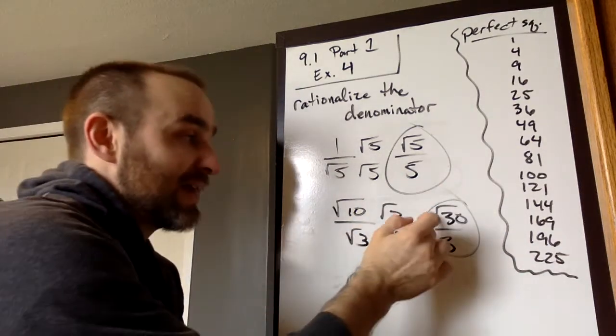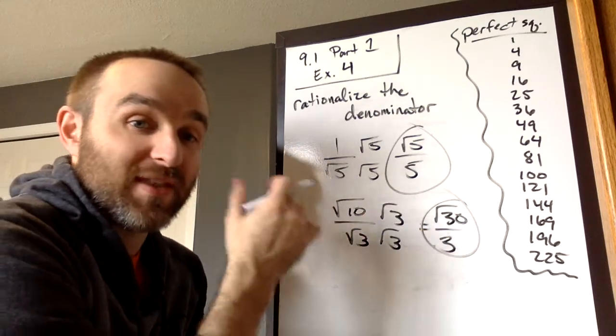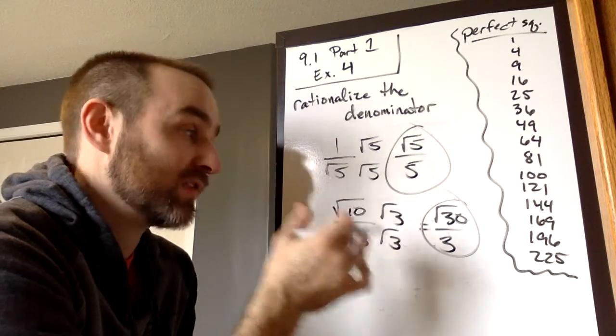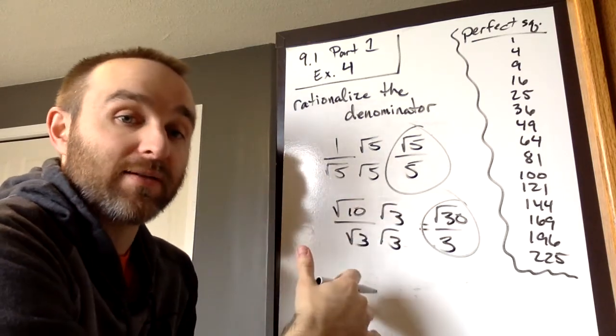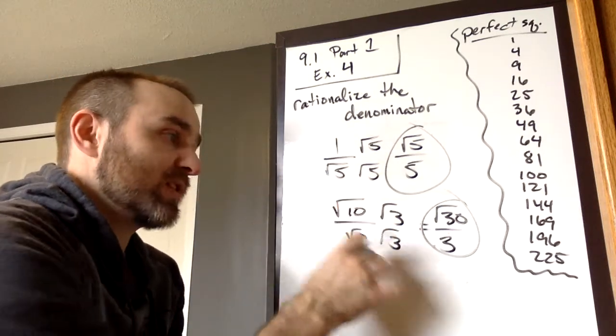Now, if after you multiply these two together on the top, let's say we were to get something that is a perfect square, or has a perfect square factor, you've got to simplify it. Okay, you've got to simplify it, and you're going to run into that. Just know this is the process.